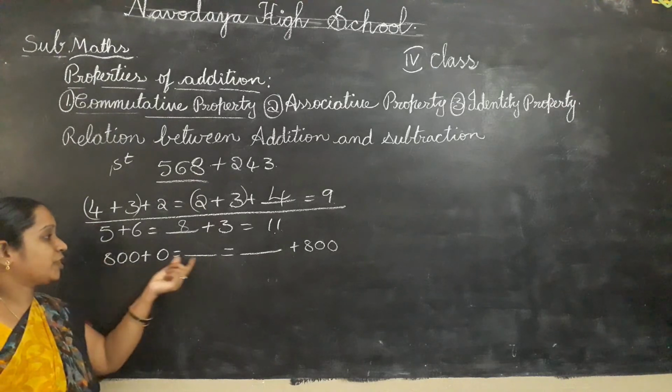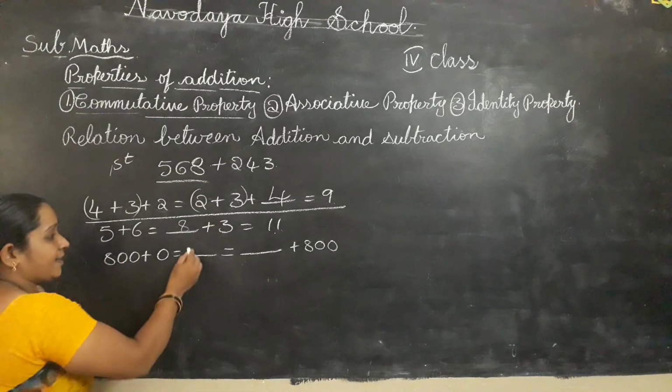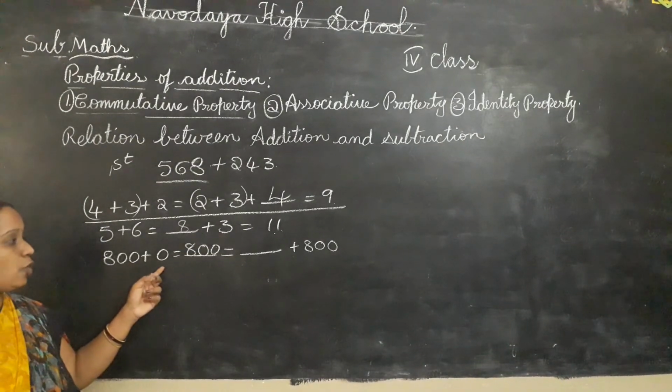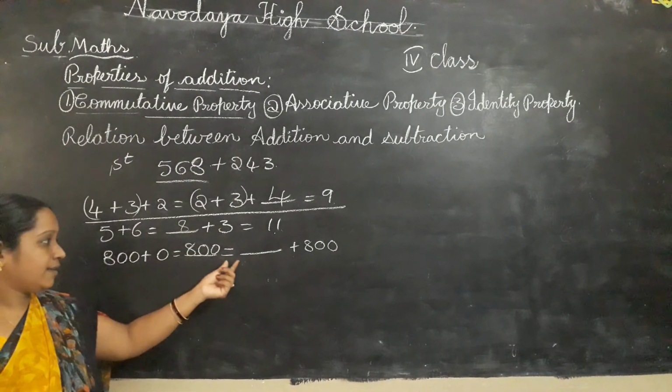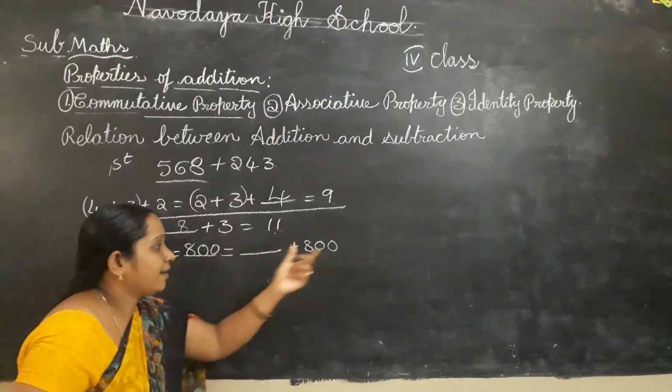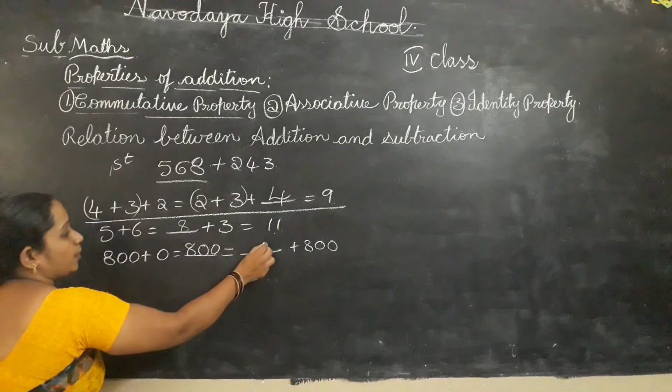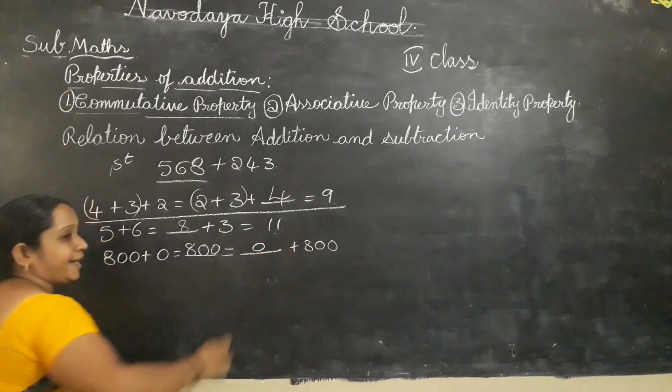800 plus 0 equal to how much? 800. Then dash plus 800 equal to 800? 0. 0 plus 800 equal to 800.